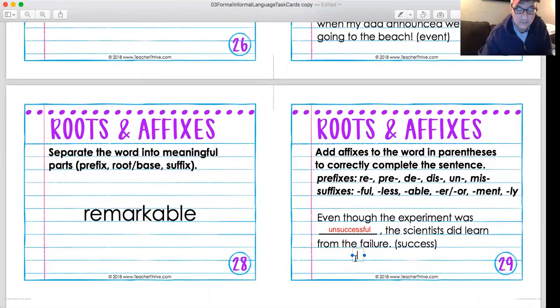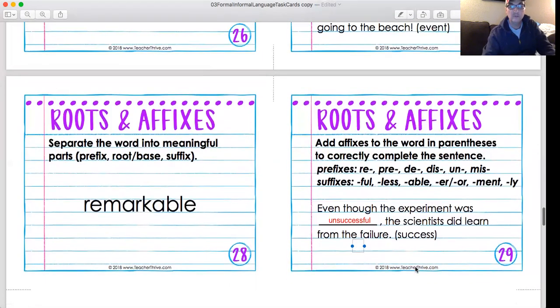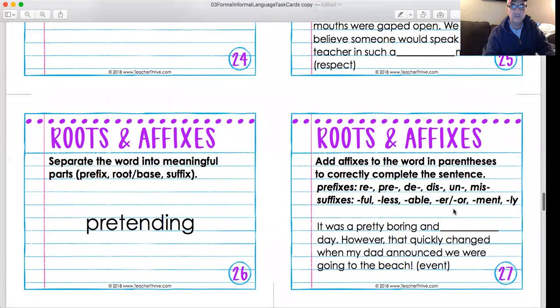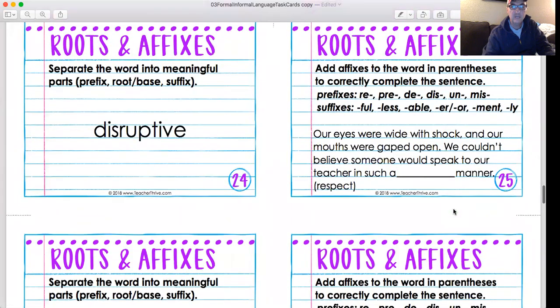So this is the type of thing that we're going to do here with these cards, is we're going to take a base word or a root and put both a prefix and a suffix on it to make a new word. So let's look at another one here. How about this one? Our eyes were wide with shock and our mouths were gaped open. We couldn't believe someone would speak to our teacher in such a what manner? Well, we've got respect.